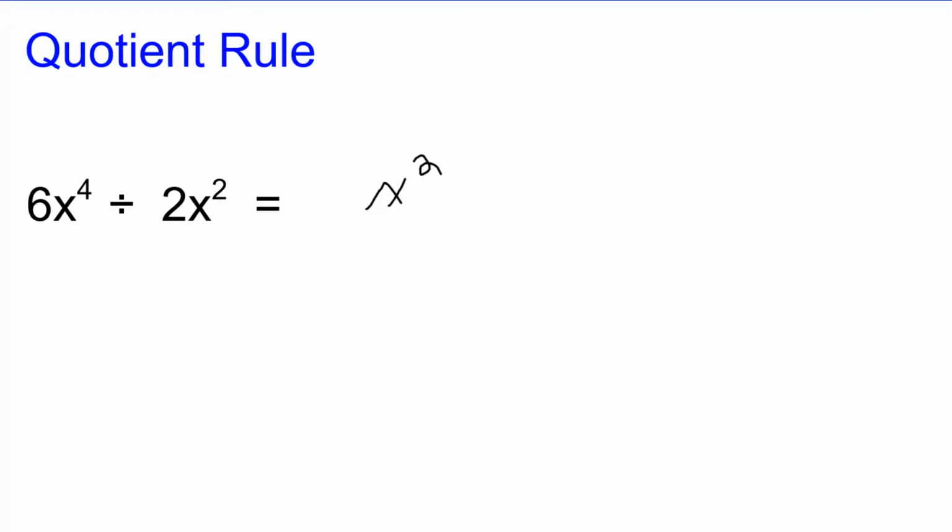And now we have to divide our two numbers here. So 6 divided by 2 is equal to 3. And that is your final answer, 3x squared, or 3x to the exponent 2. So do the variable first, subtract for the quotient rule, and then divide the two numbers that are left.